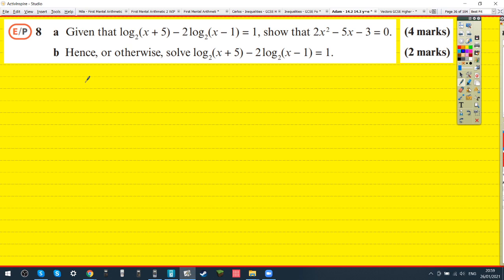So it'd be log 2, and then x plus 5 over... Actually, no. There's a 2 on the log, so you need to multiply 2. Wait, is it multiply, or do you square that? No, it would be brackets x minus 1 squared.